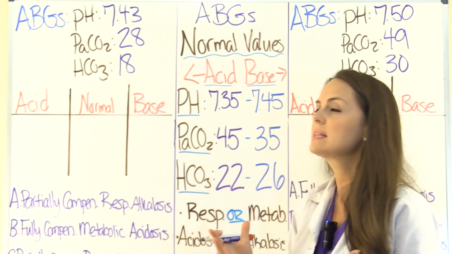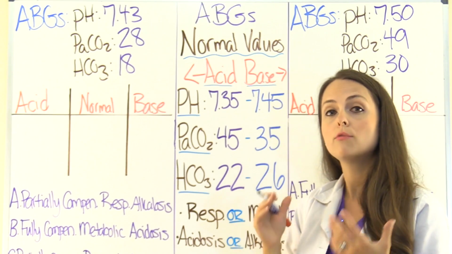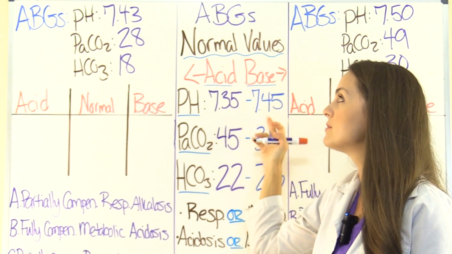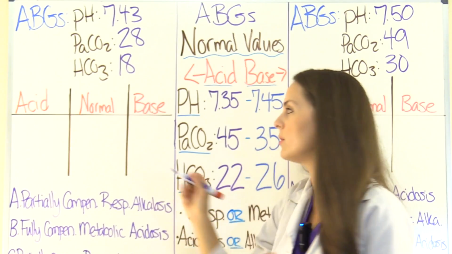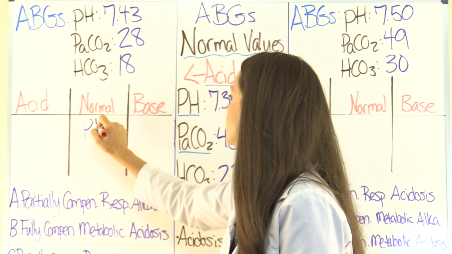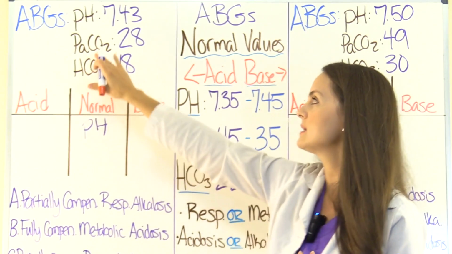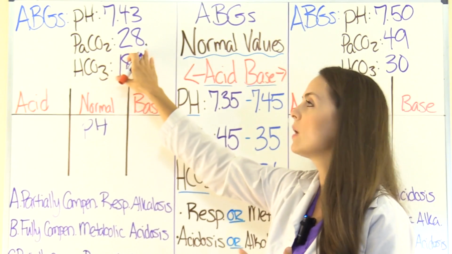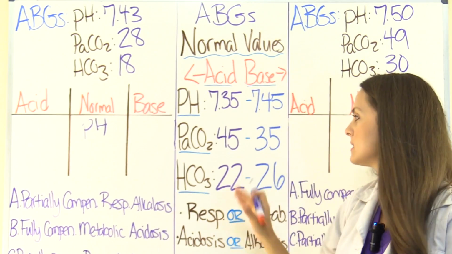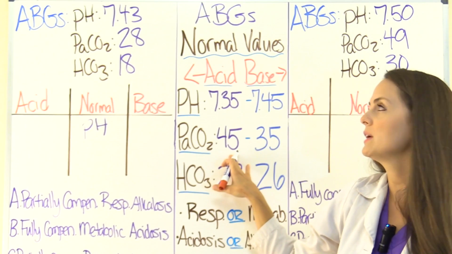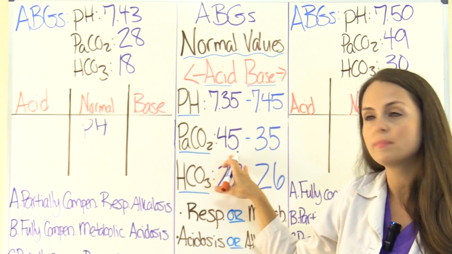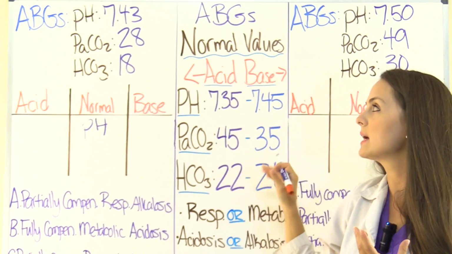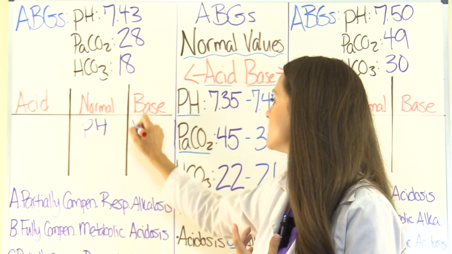Okay, so what is our blood pH? It's 7.43. And a normal is 7.35 to 7.45. So this value is normal. So we're going to put pH under the normal. Okay, our PaCO2, and what did that represent again? Our respiratory system is 28. What is a normal PaCO2? 35 to 45. So this is not normal, and it's less than 35, so we know that it is basic, it's alkalotic. So we're going to put that value underneath the basic column.